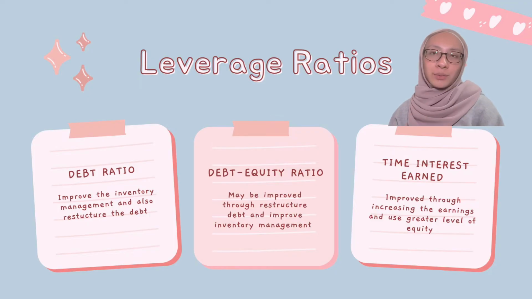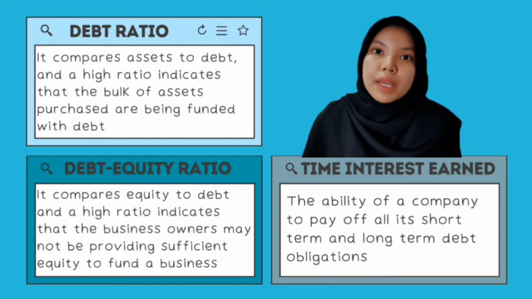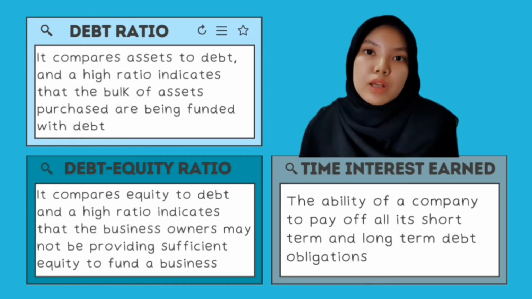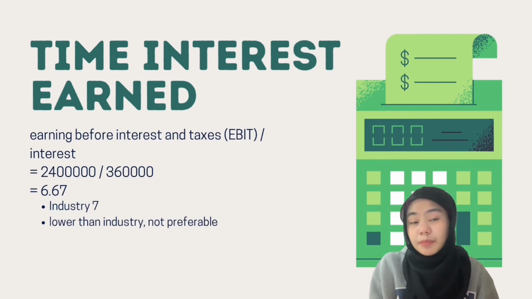For debt equity ratio, it needs to be restructured debt and improve inventory management. Time interest earned is the ability of a company to pay off all its short-term debt and long-term debt obligations. I would like to explain time interest earned. It is earnings before interest and taxes divided by interest.